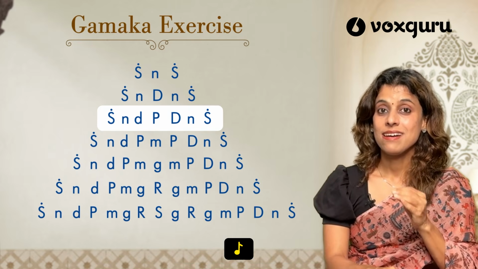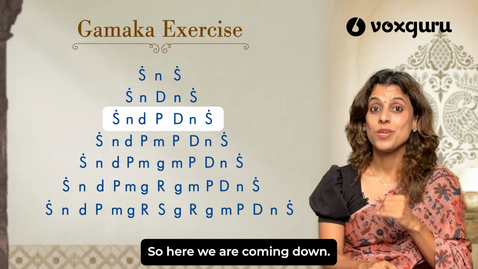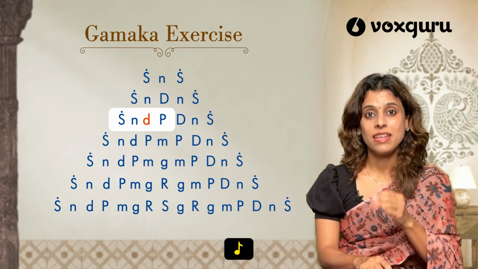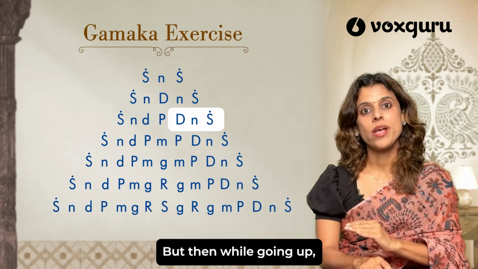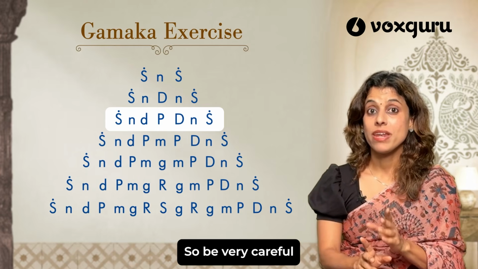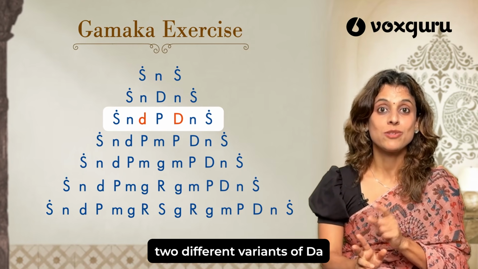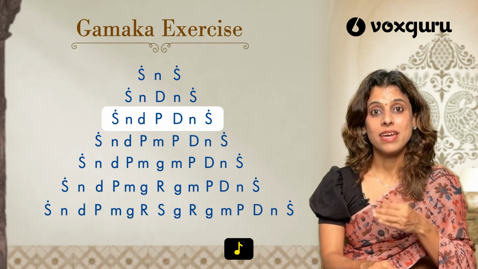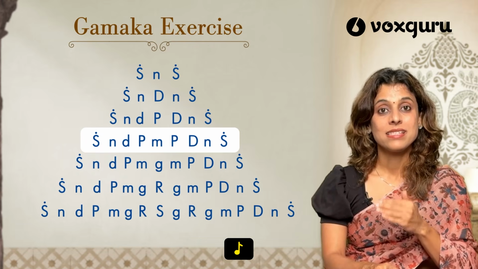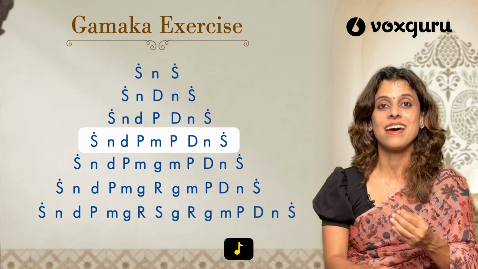But in the next line, Sa, Ni, Da, Pa, Da, Ni, Sa. So here, while coming down, we are using the lower variant of Da. Sa, Ni, Da, Pa. But then while going up, we are again using the higher variant. Da, Ni, Sa. So be very careful to sing the correct variants, because in the same line, you are having two different variants of Da. Okay, so Sa, Ni, Da, Pa, Da, Ni, Sa. Then the next line. Sa, Ni, Da, Pa, Ma, Pa, Da, Ni, Sa.